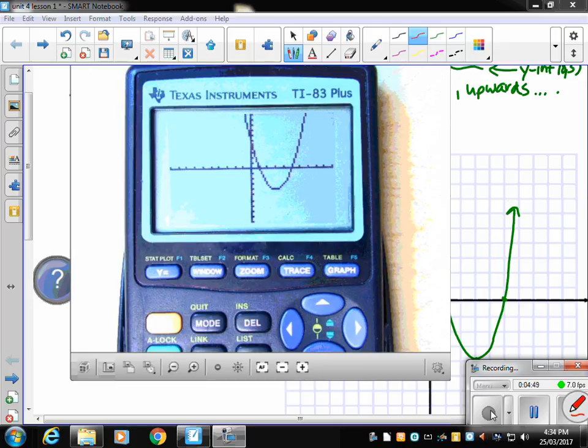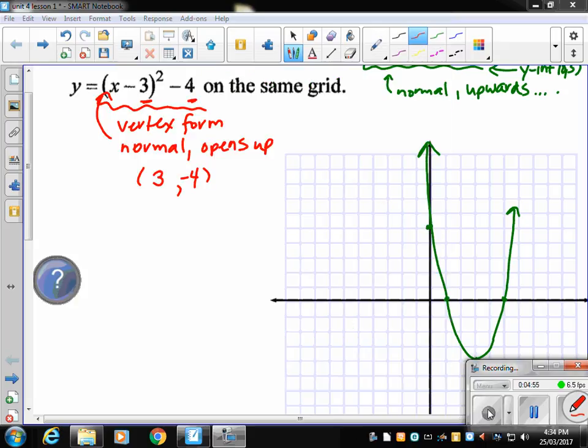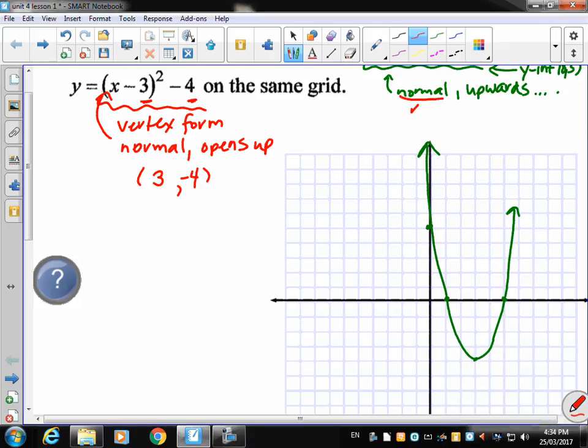Oh, I don't see the second one. So what can we conclude from the matter? It appears to be the very same graph, one on top of the other. Does that make sense to us? Well, it has a normal step pattern, same. It opens upwards, the same. And this one we know has vertex 3 down 4. So it appears to be the very same parabola.